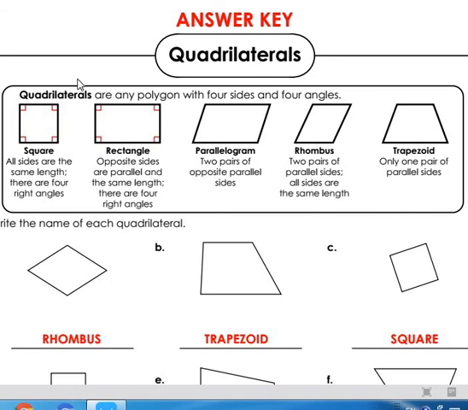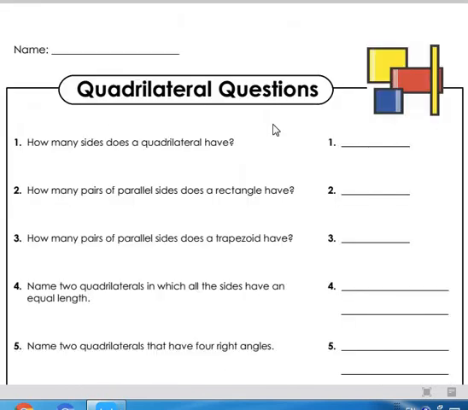Okay, quadrilateral questions. How many sides does a quadrilateral have? Quadrilateral, 4. How many pairs of parallel sides does a rectangle have? A rectangle has 2 pairs of opposite sides. Do you remember the word pair? It's like a pair of gloves, a pair of socks. So pair here means 2. So I have 2 pairs of parallel sides in the rectangle.